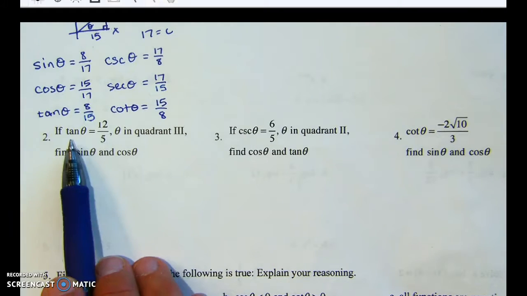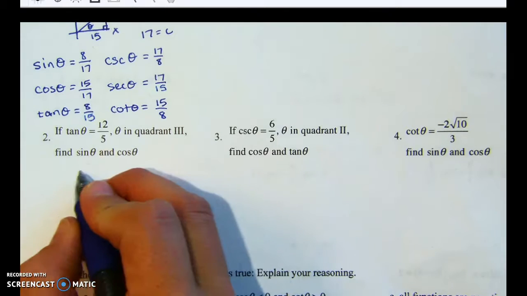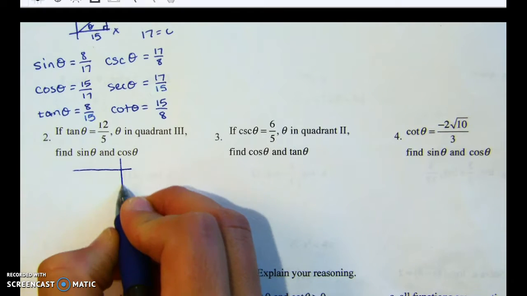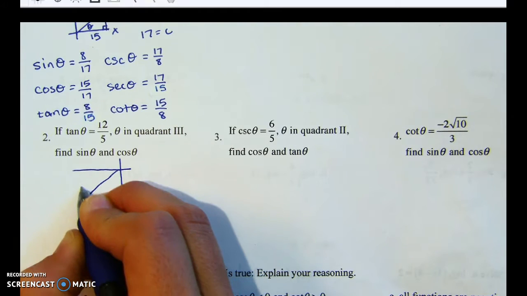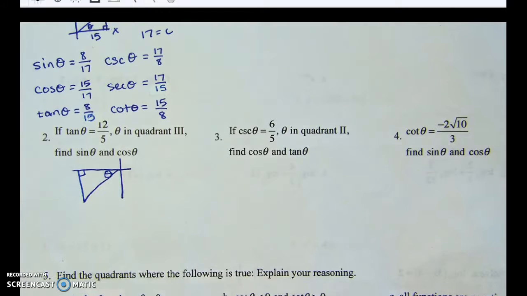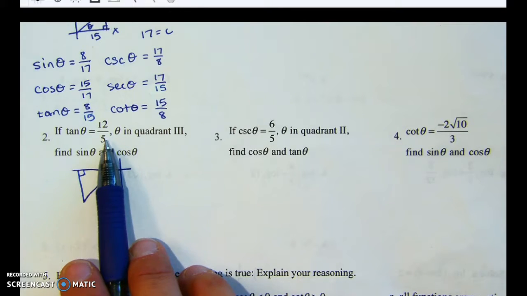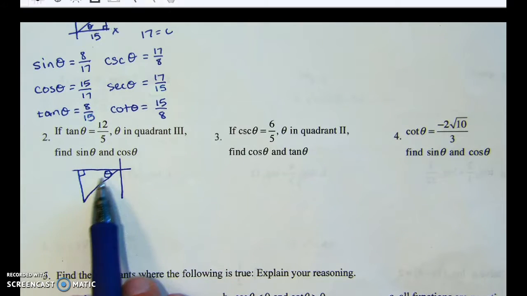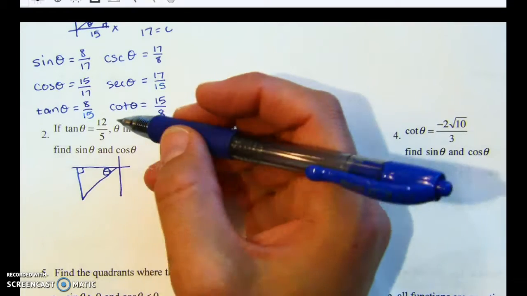Now this says if tangent, so they gave us tangent, is in quadrant 3. So draw quadrant 3 only. See how I have 1, 2, 3? Draw an angle. And we're going to make our right triangle. It's called a reference triangle, like that. We're in quadrant 3. Now if they gave us tangent is 12 over 5, then that means we know 2 of the sides. You agree that's a 12? Yeah? Okay.